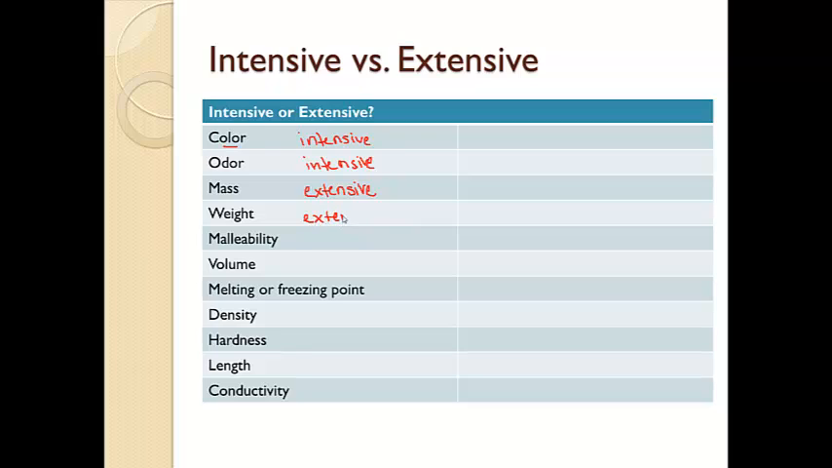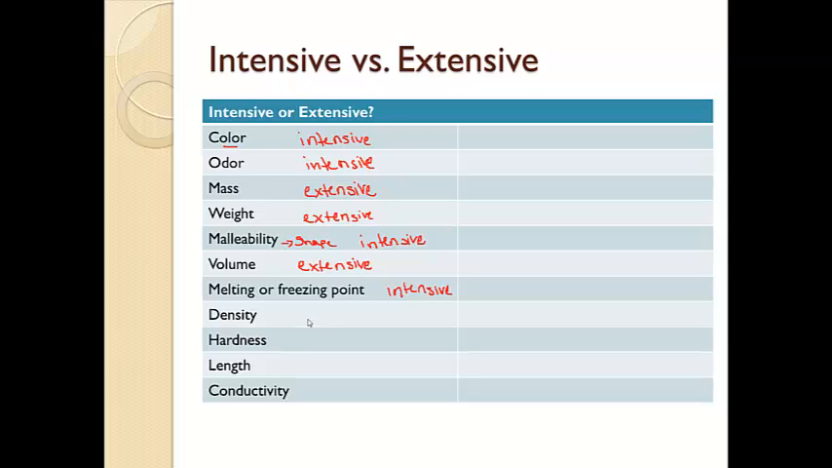Malleable, that just means you're able to shape it. And that would be intensive, because it doesn't matter how much you have. Volume is extensive, because the more you have, the more volume there's going to be. Melting point and freezing point are considered intensive. It doesn't matter how much there is there.